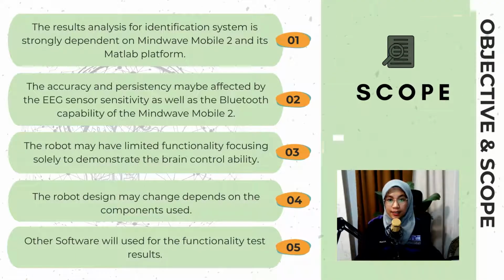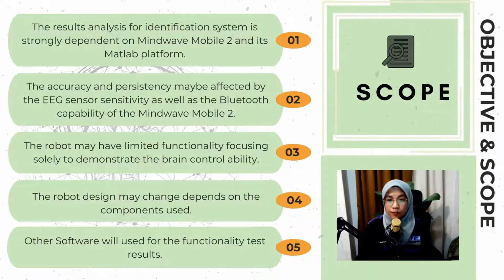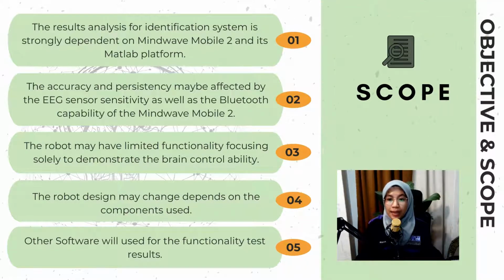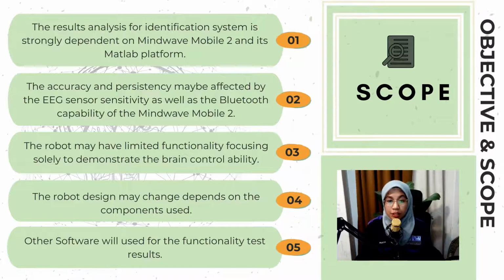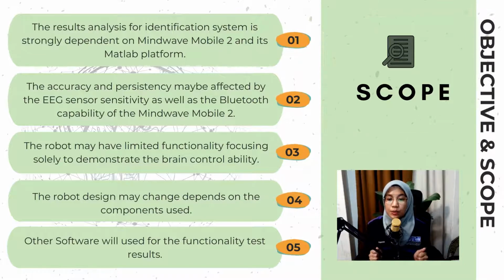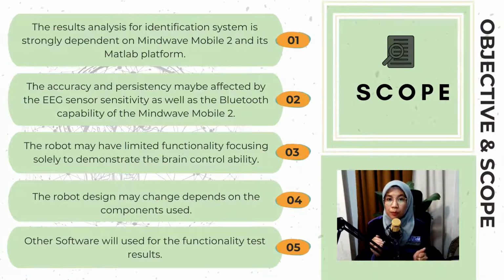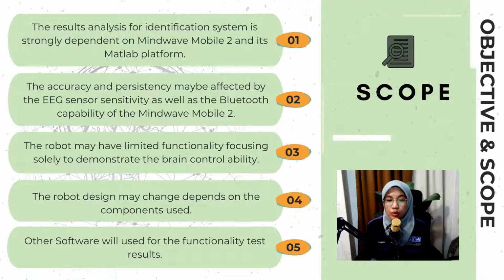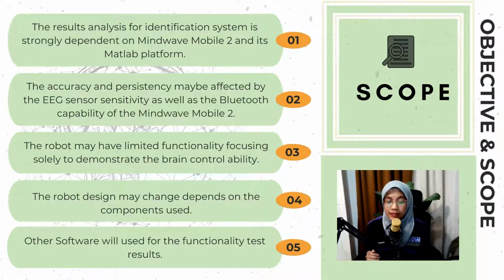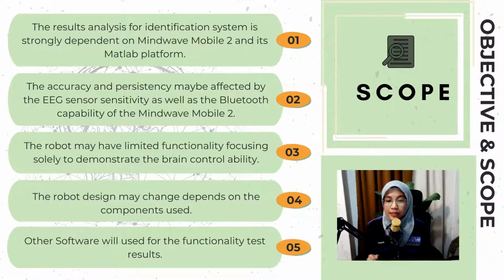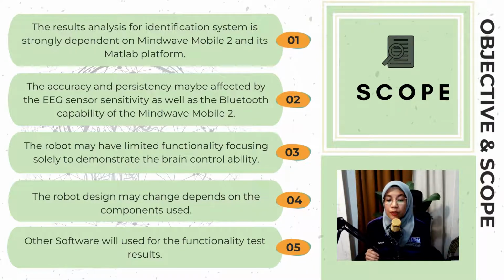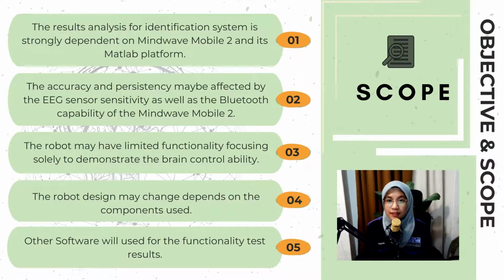Scopes for this project. Firstly, the results analysis for the identification system is strongly dependent on Mindwave Mobile 2 and its MATLAB platform. Second, the accuracy and persistency may be affected by the EEG sensor sensitivity as well as the Bluetooth capability of the Mindwave Mobile 2. Third, the robot may have limited functionality, focusing solely on demonstrating the brain control ability. Fourth, the robot design may change depending on the components used. Fifth, other software will be used for the functionality test results.